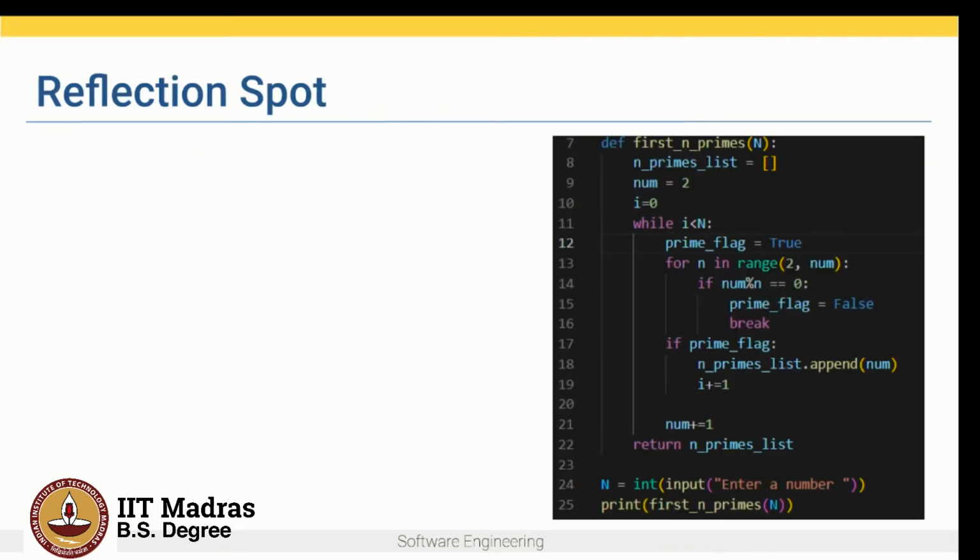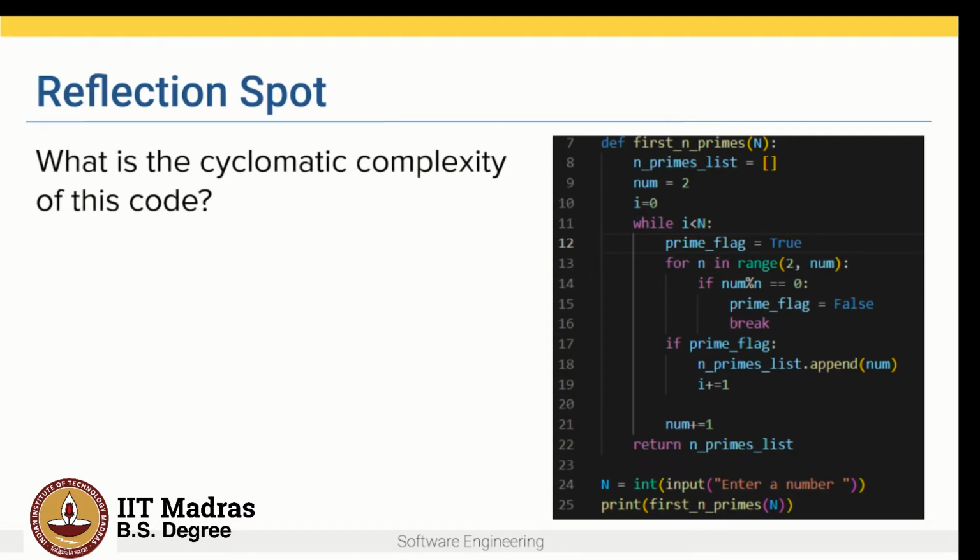So learners, here's a reflection spot for you. We looked at this function to calculate the first n primes. What do you think is the cyclomatic complexity of the first n primes function?